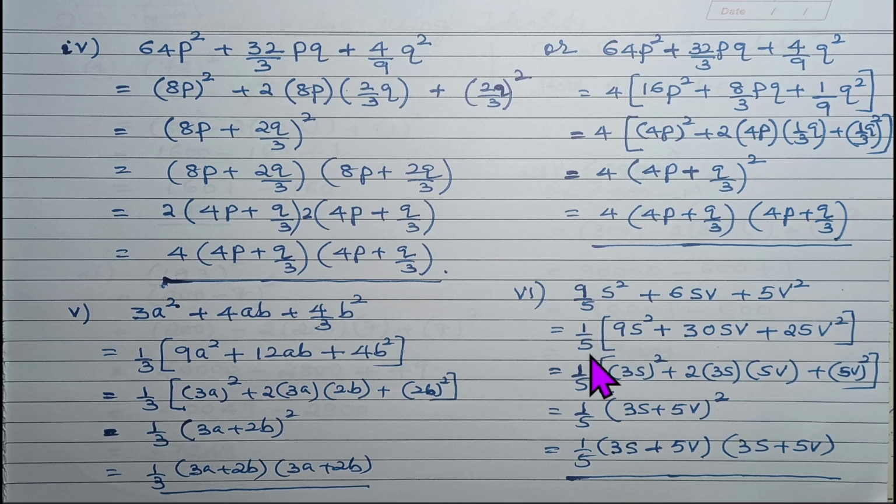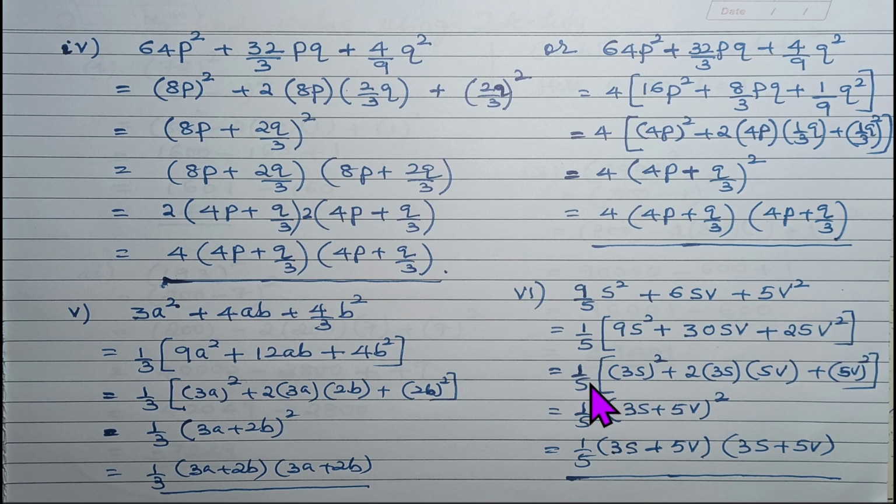Now coming to the next example, (9/5)s² + 6sv + 5v². In this I will take 1/5 outside, and this is done by inspection. It's not necessary that we always do it by inspection. When I take 1/5 outside, I get 9s² inside, because 9/5 times 5 gives 9s². And here since I am dividing 30 by 5, I will get 6, therefore it will be 30sv, and 25 divided by 5 is 5v². Therefore I have changed the coefficients of sv and v². Please try to understand that.